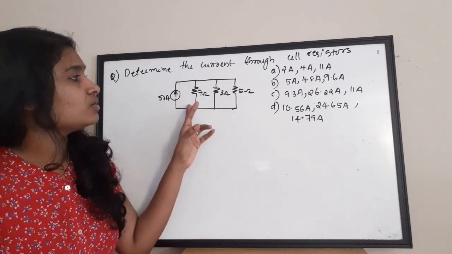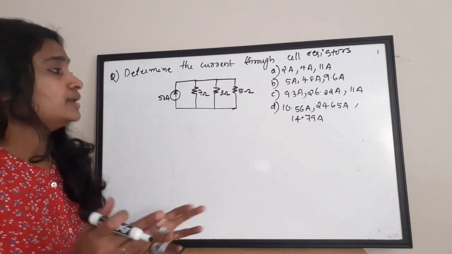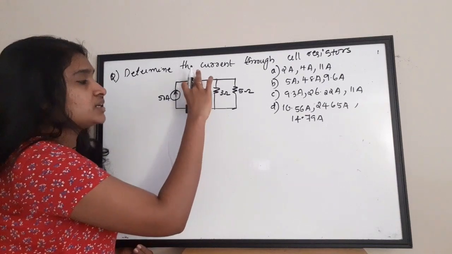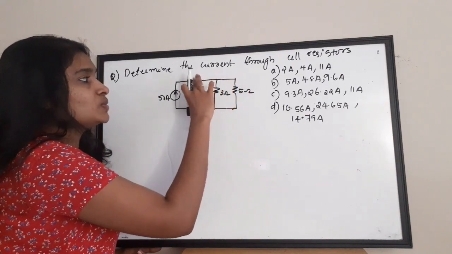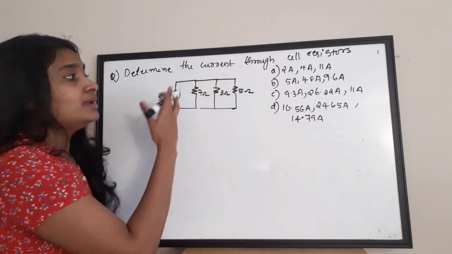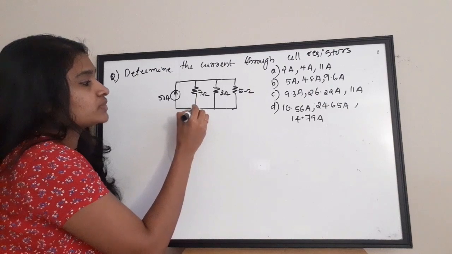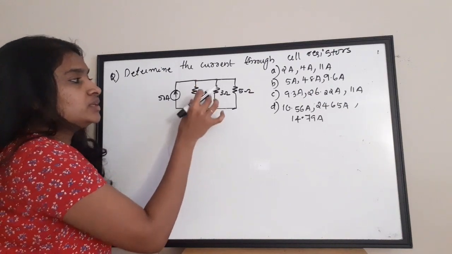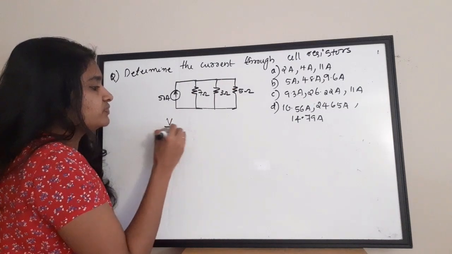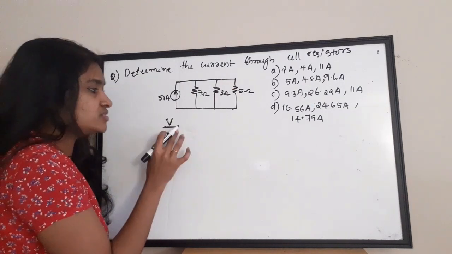If you see, all the 3 resistors are connected in parallel, right? And we know that when resistors are connected in parallel, the voltage across these 3 resistors will be equal, because in parallel connection the voltage is the same, and in series connection the voltage will vary. So let the voltage across the 7 ohm, 3 ohm and 5 ohm be V, because all the values are equal.